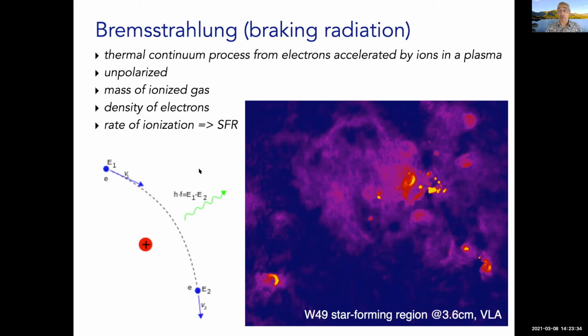Finally, because maintaining a plasma in the ISM requires ultraviolet radiation, which comes from massive stars, which have short lifetimes, this gives you a direct handle again on the star formation rate. And here we have a massive star forming region, W49, showing the predominantly Bremsstrahlung gas at 3.6 centimeters with the VLA.